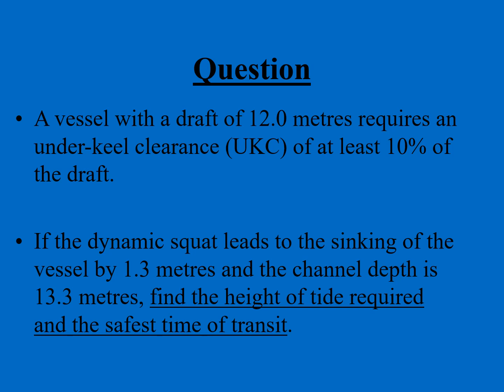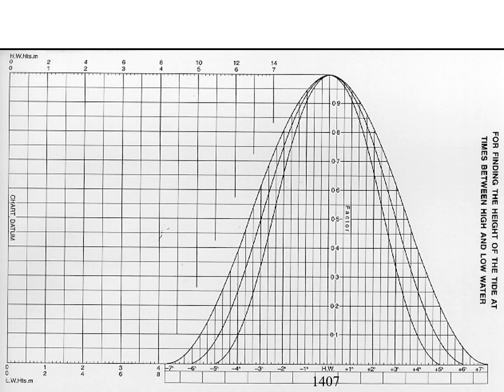So if the vessel is going to sink further by 1.3 meters and the channel depth is only 13.3 meters, find the height of tide required and the safest time of transit. To find out the answer, we will be using this popularly known graph, which is used for finding the height of the tide at times between the high and the low water.